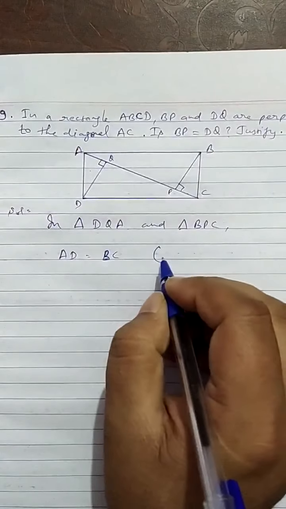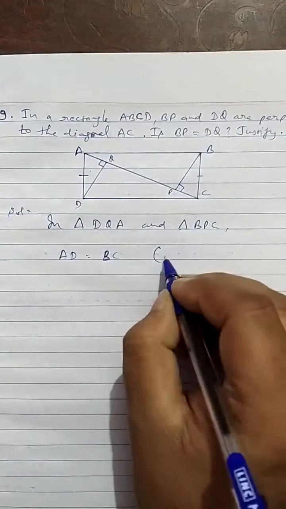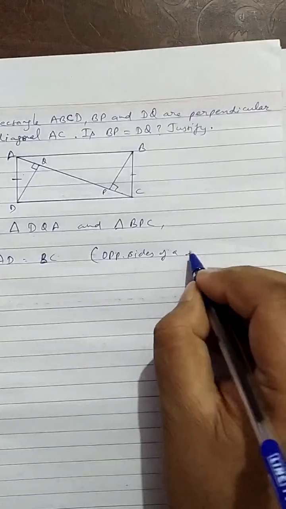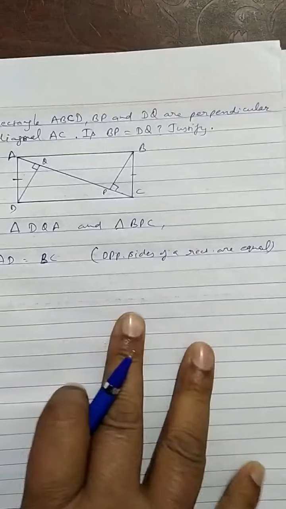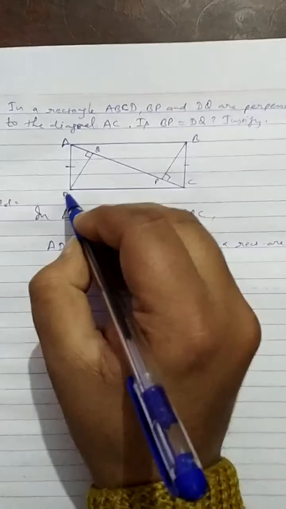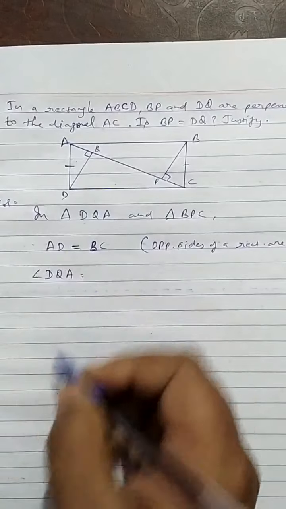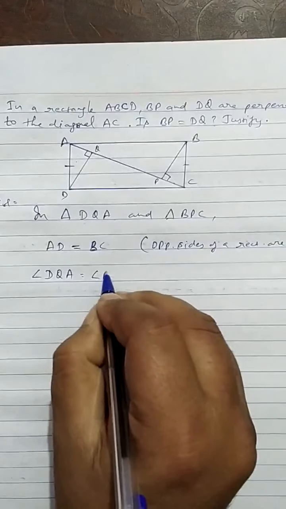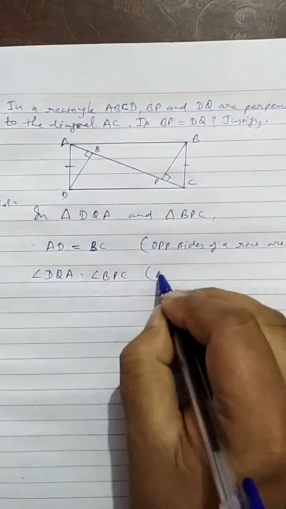What will be the reason? The reason will be that opposite sides of a rectangle are equal. Second thing is that angle DQA equals angle BPC. They are perpendicular. Perpendicular means both 90 degrees.